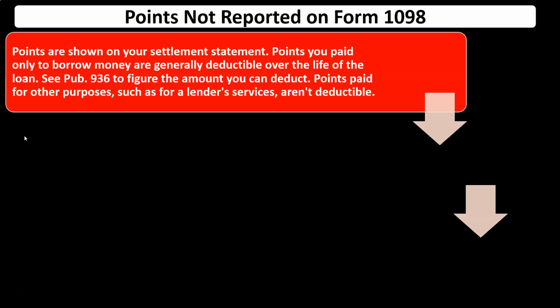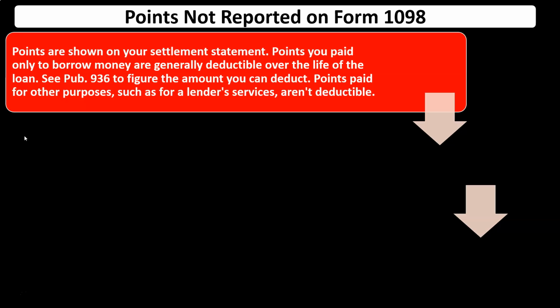So now we have points. Points are shown on your settlement statement. Points you paid only to borrow money are generally deductible over the life of the loan. You can see Publication 936 to figure the amount you can deduct. Points paid for other purposes, such as a lender's service, aren't deductible. So there could be some confusion in terms of how they set up the situation with the home purchase and the loan and points related to it.